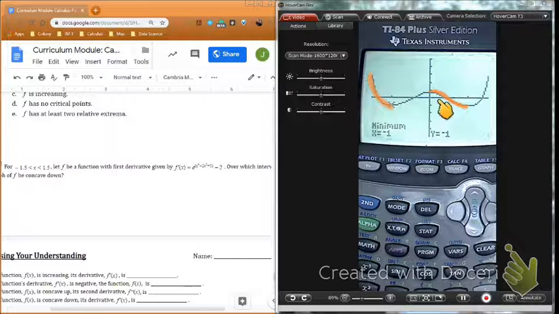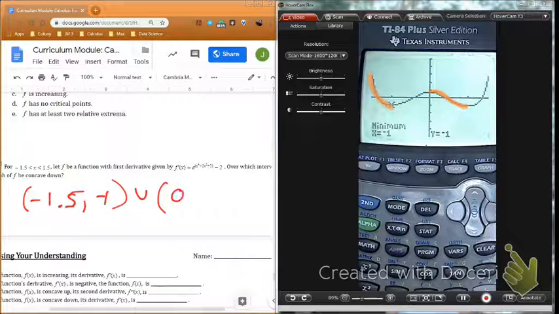So for this first one, it's from -1.5 to -1. So we're going to write over here -1.5 to -1, union, and then it picks up again at 0 and stops at 1. So these are the two intervals where f prime is decreasing. Therefore, the original function will be concave down since its slopes are decreasing.